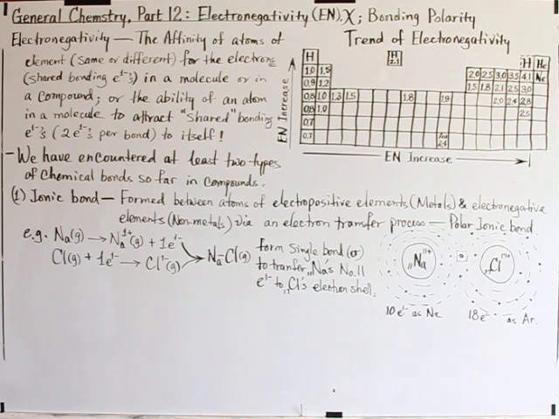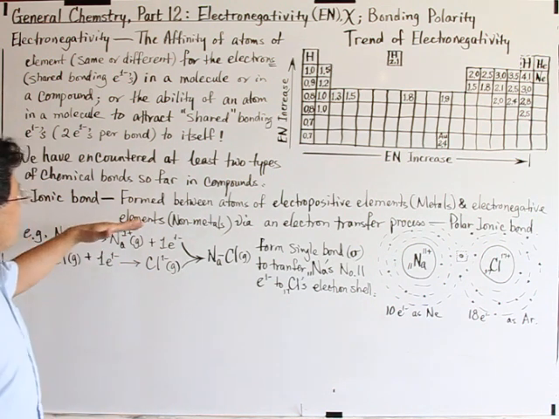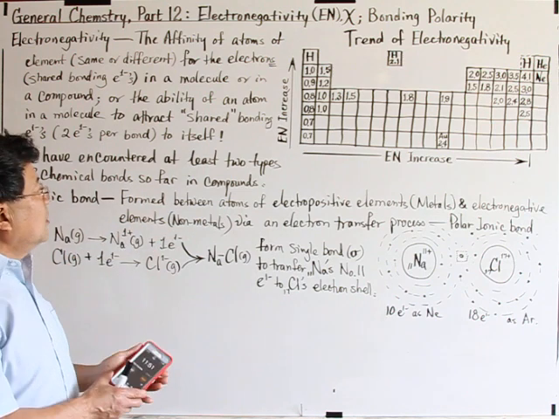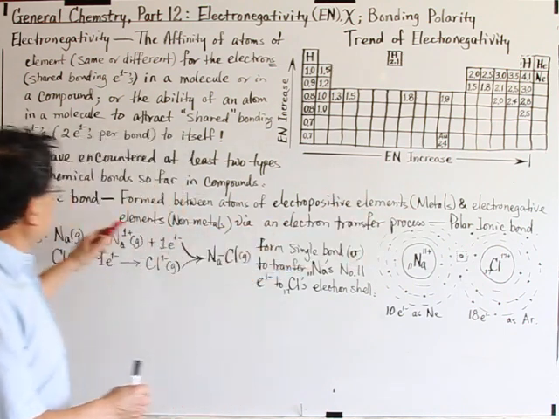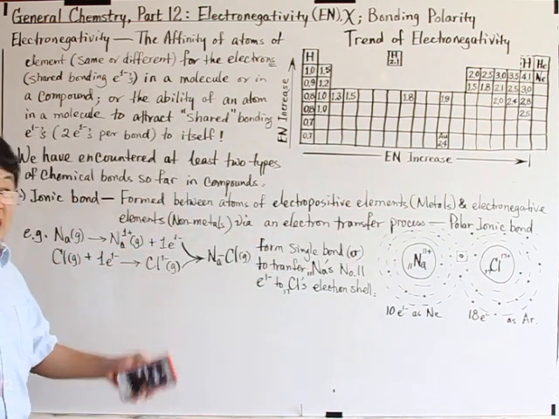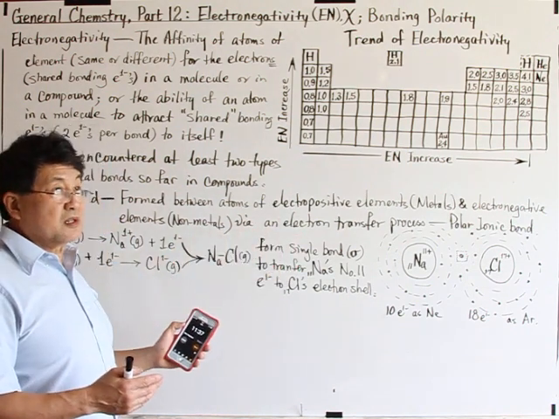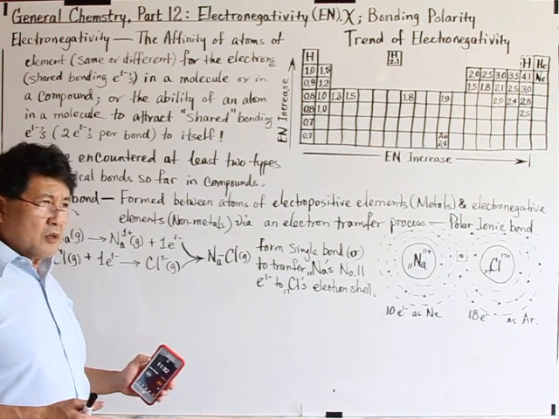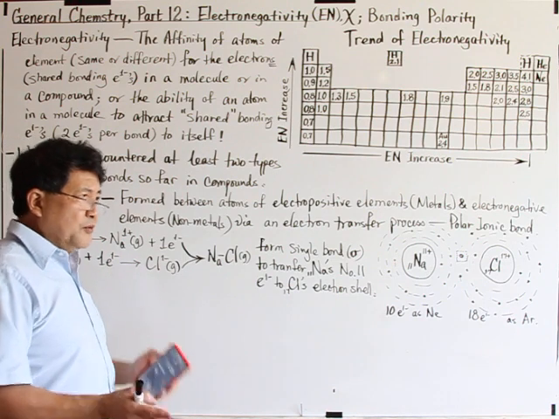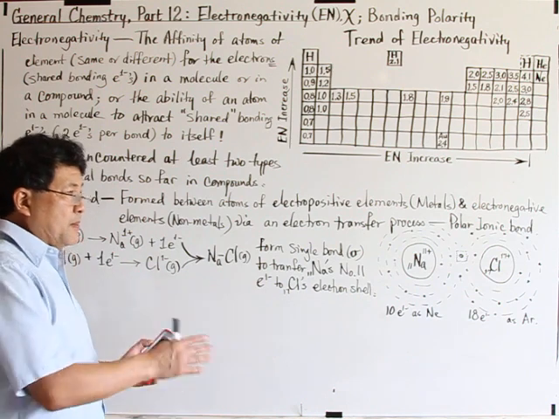So what is ionic bonding? Most textbooks already mention it briefly in one paragraph, and I'm going to detail it a little bit. Ionic bonding forms between what? Between atoms of electropositive elements, which are most of the metals, and electronegative elements, which are most of our non-metals, right? And via what? Via an electron transfer process. Now, electron transfer process. Does this term sound familiar? In which part did we talk about electron transfer? If you recall, if you don't, go back to part 7, part 8, or maybe part 9, part 10.